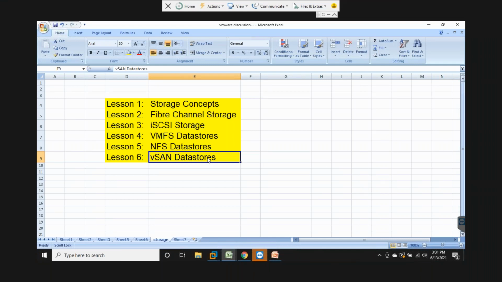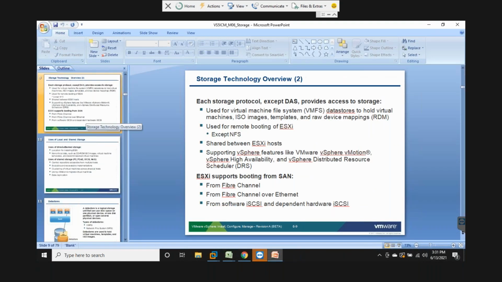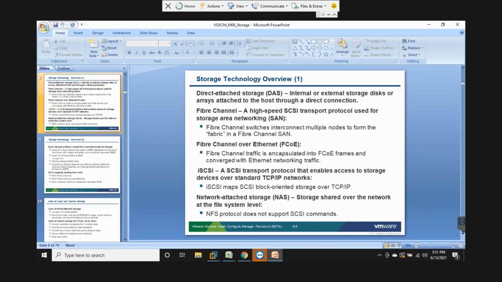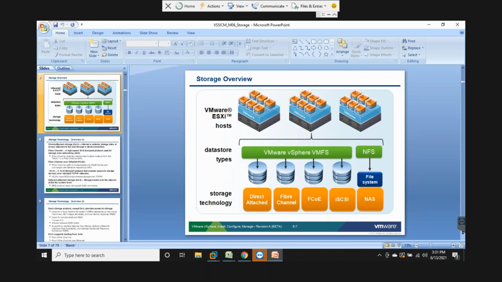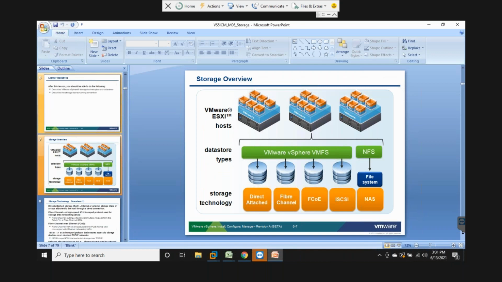Okay, so today we will discuss storage concepts and the different types of storage which are available for VMware infra. We will discuss all of them. So let's begin with this particular slide.